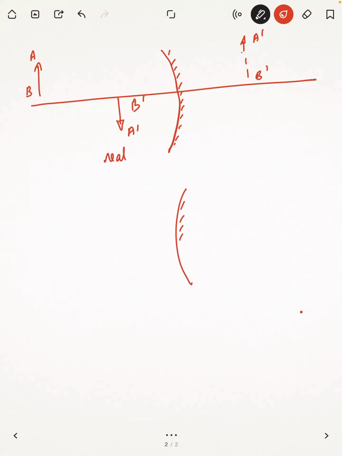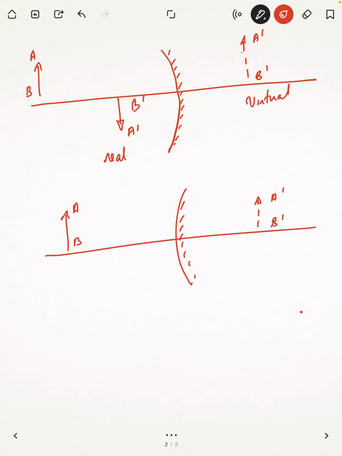In the case of convex, the object is here, always on the left side, and it produces a virtual image always on the right side. So this is the virtual image. With respect to image formation of concave and convex, we see these points. The object is always on the left side, but if it is a real image, it is formed on the left side. If it is a virtual image, it is formed on the right side.